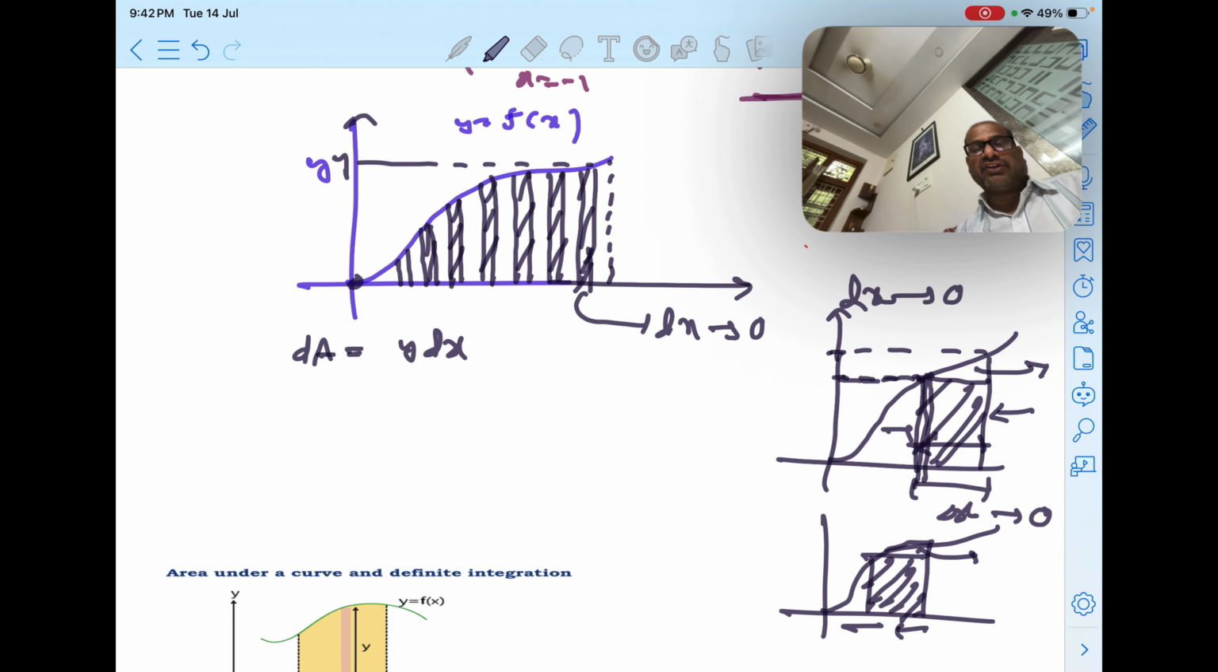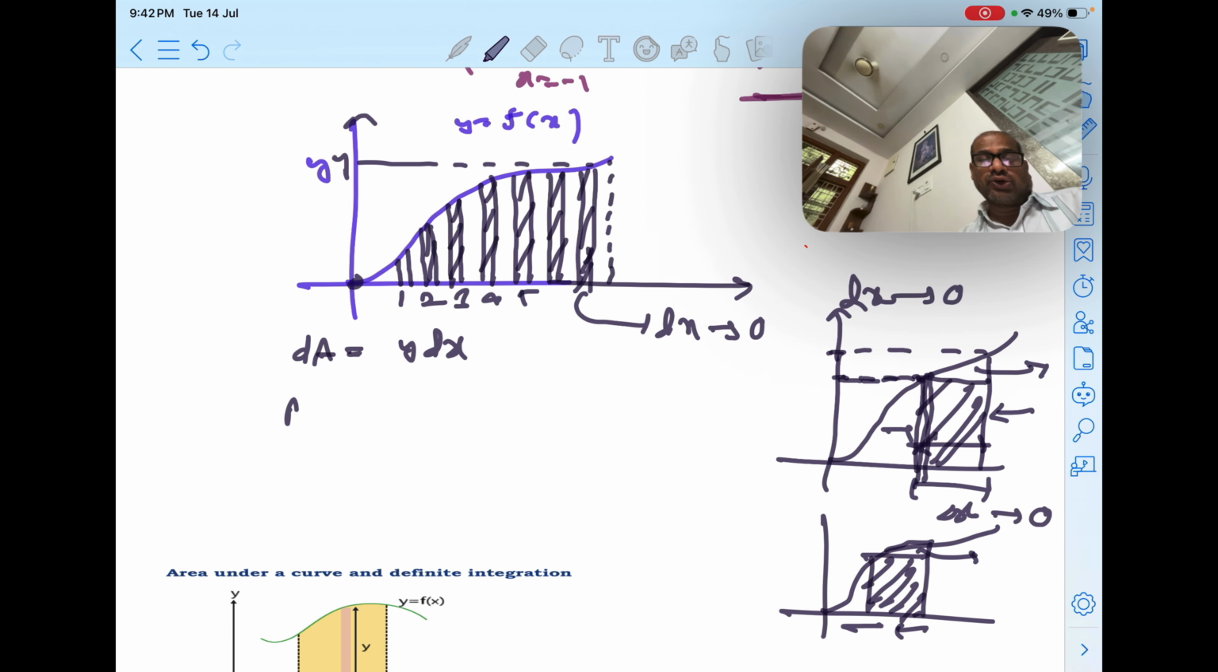So such kind of small elemental areas, each and every strip: first strip, second strip, third strip, fourth strip, n number of strips. So the sum of all these areas is the total area, from 1 to n, long n to infinity. Under what condition? Delta x tending to 0.